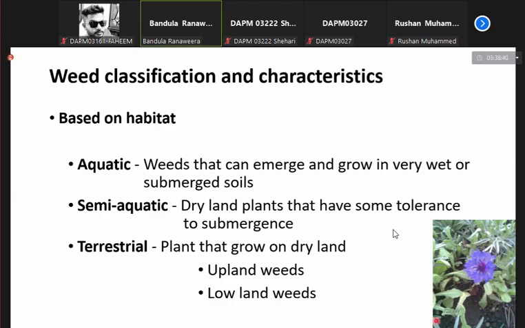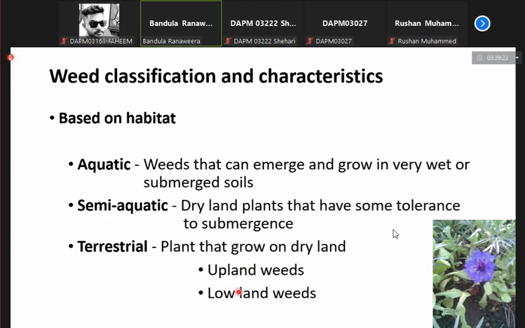Semi-aquatic plants, that means they are grown on dry or upland planting areas, and they have some tolerance to submergence. So those are semi-aquatic plants. Then many weeds are terrestrial. They are grown on dryland, uplands, upland weeds and lowland weeds. Those are the most commonly observed weed category, terrestrial.